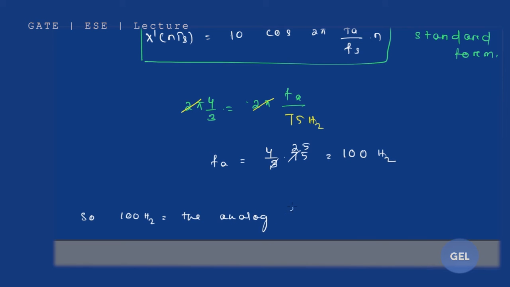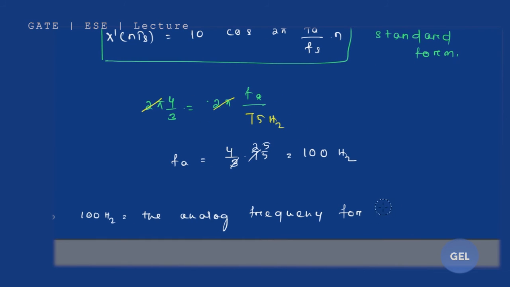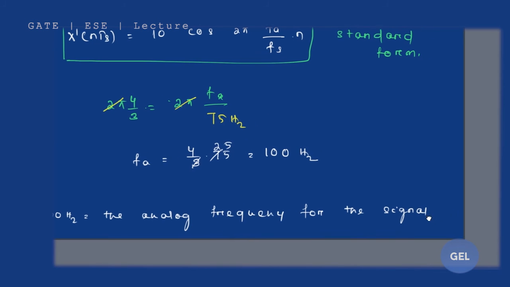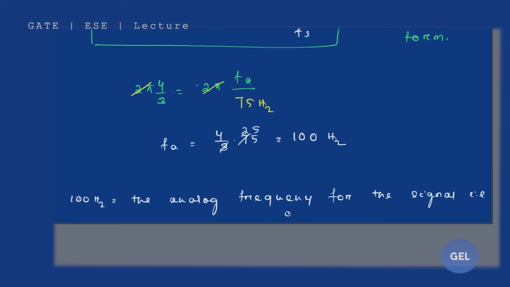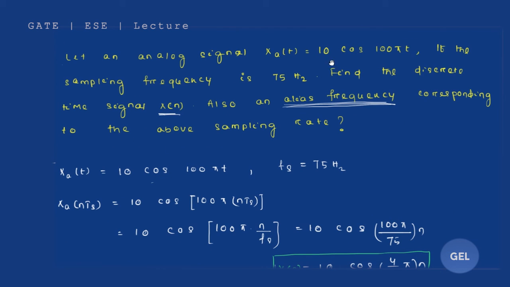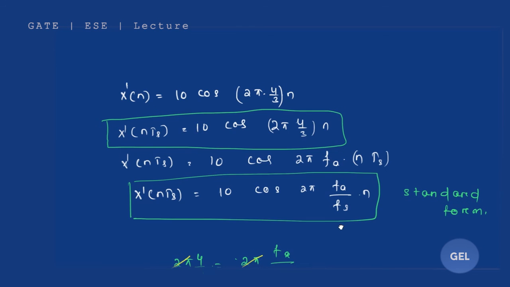analog frequency for the signal that is alias with which signal? With 10 cos 100πt. Okay, our original signal, our original signal. So clear? With this we are done with this sampling concept.